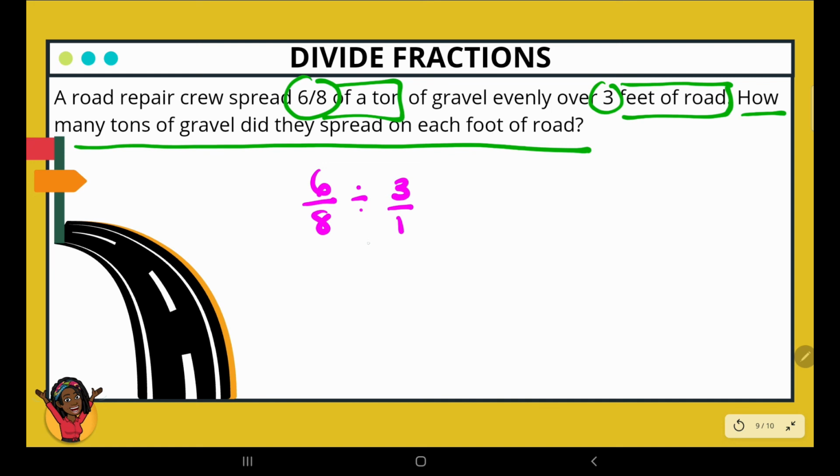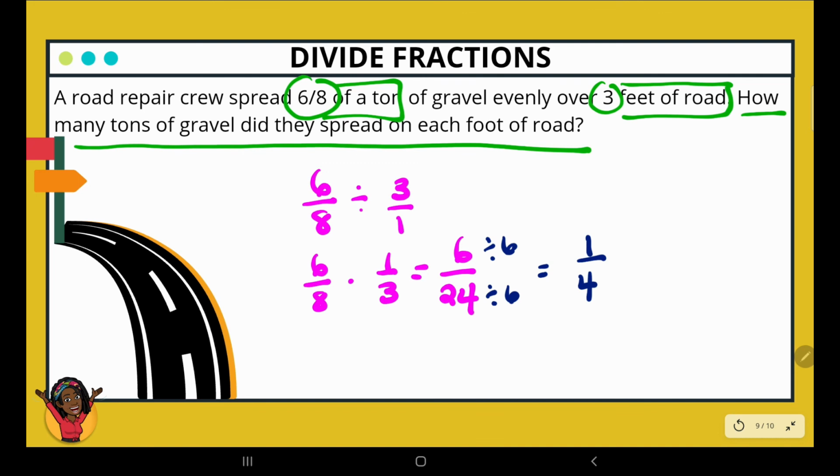Now we're going to go ahead and apply our keep, change, flip. So 6/8 times 1/3. 6 times 1 is 6. 8 times 3 is 24. I can simplify this further. 6 can go into itself, and it can also go into 24 for a final answer of 1/4. So there'll be 1/4 ton on each foot of road.